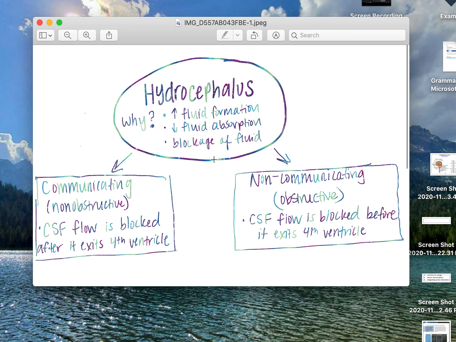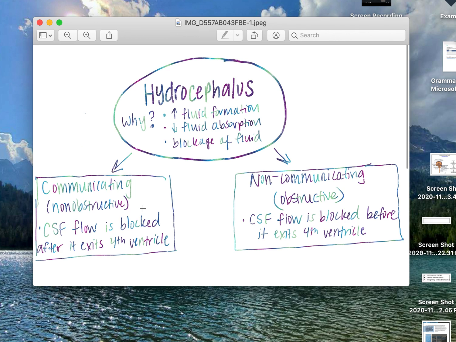So hydrocephalus can be caused due to an abnormal increase in fluid formation, also due to a decrease in fluid absorption, and also blockage of fluid, which is actually common for the non-communicating or obstructive hydrocephalus. The blockage of fluid, many times the cerebral aqueduct can be blocked, so this will allow fluid to be built up prior to that. So CSF flow is blocked before it exits the 4th ventricle, right? Because the cerebral aqueduct connects the 3rd and the 4th ventricle.